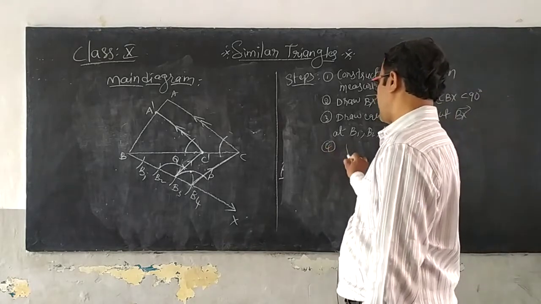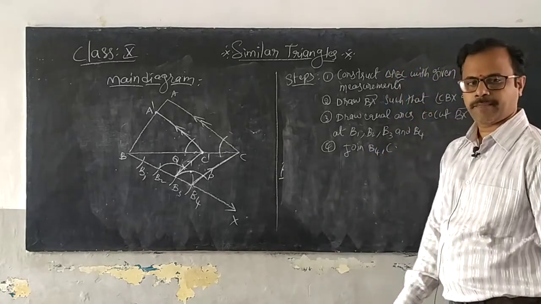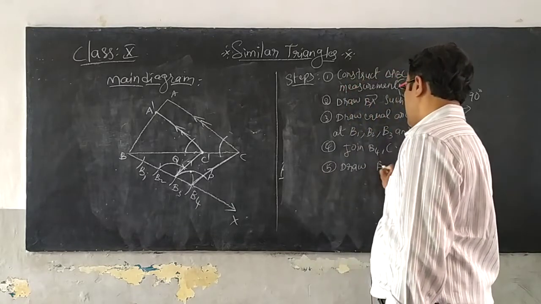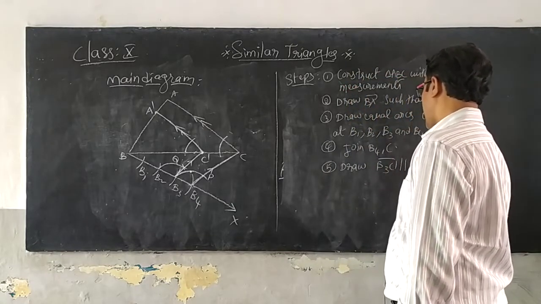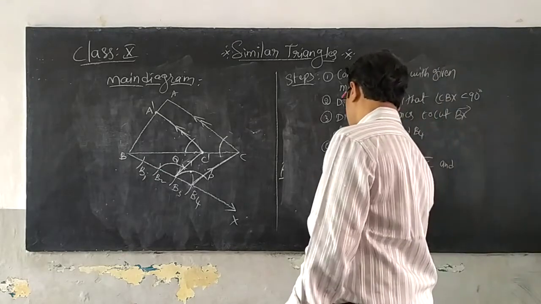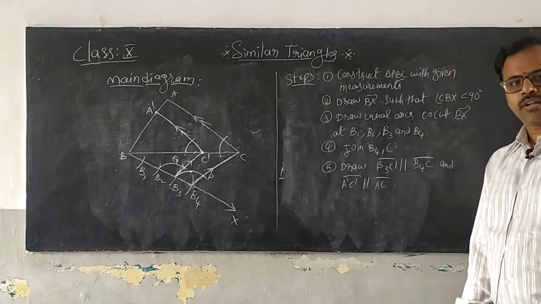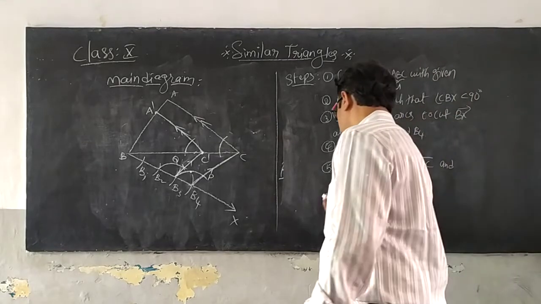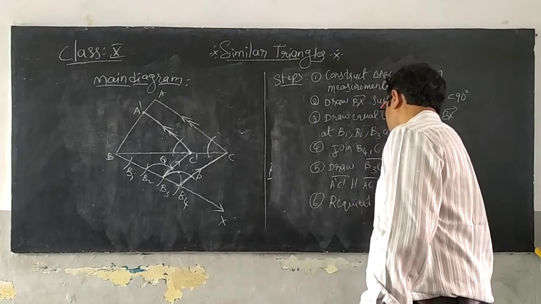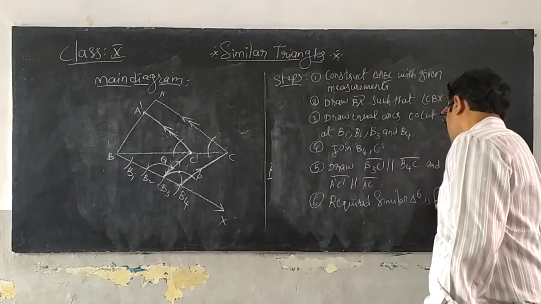Next, fourth step, join B4, C. And the fifth step, draw B3 C dash line segment parallel to B4 C line segment and A dash C dash line segment parallel to AC line segment. Okay. And the last step, required similar triangle is formed.